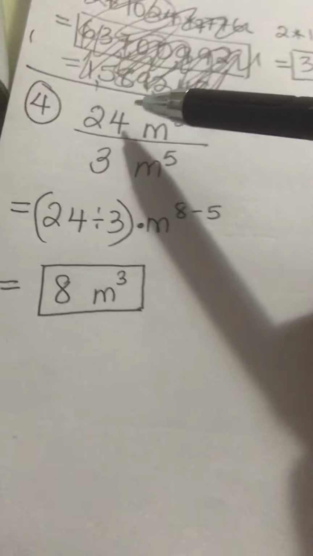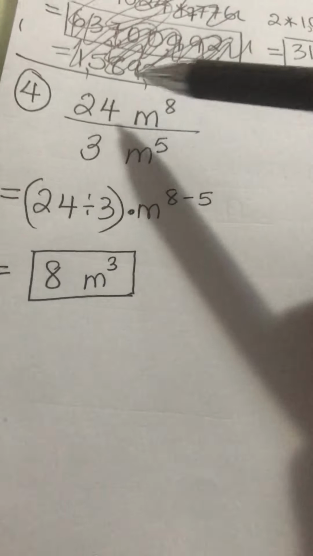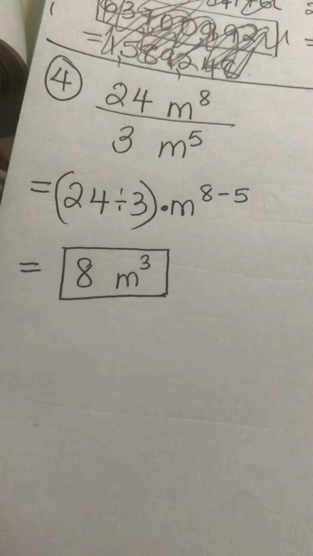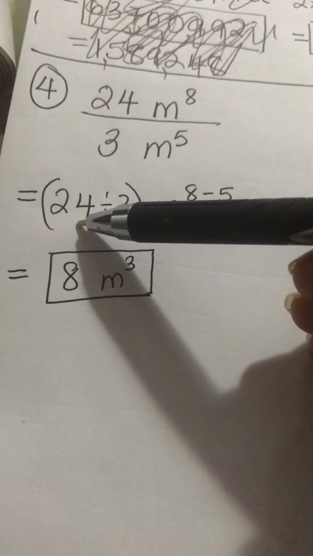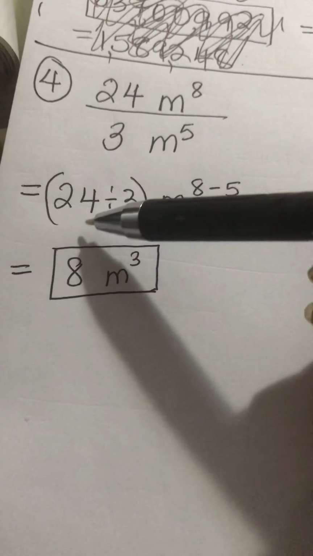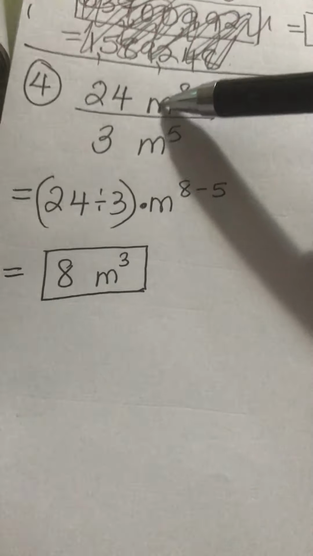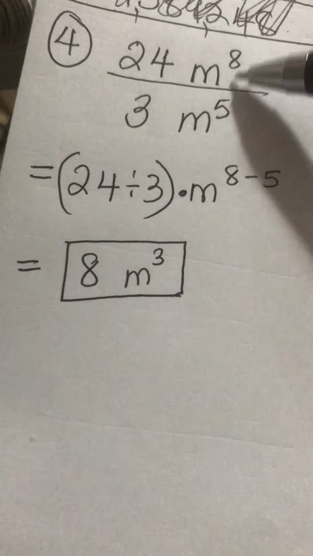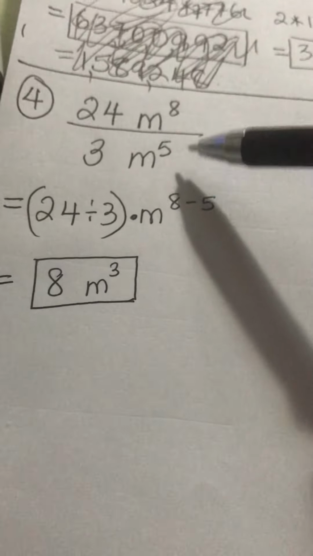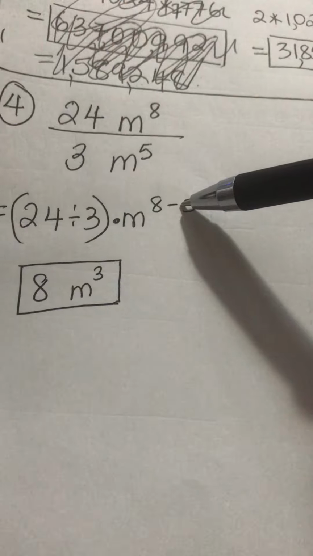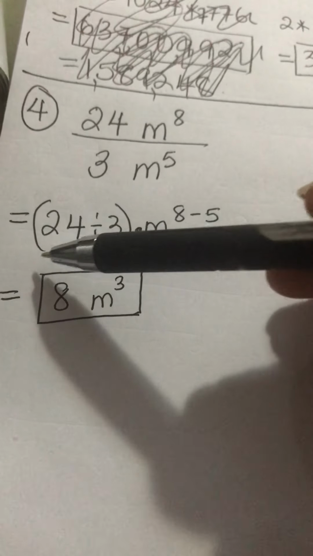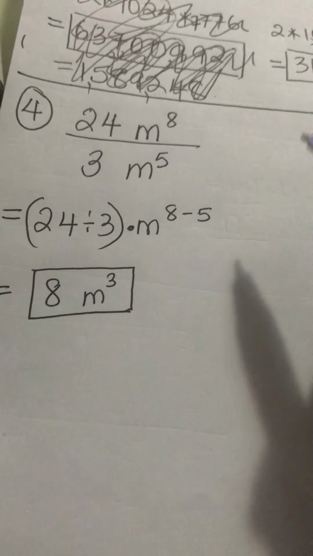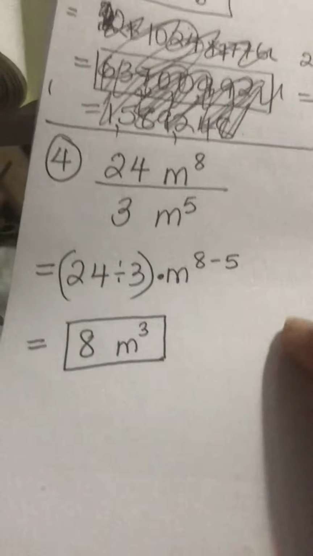So let us do this one. I have coefficients and I have variables. So I will do my coefficients first. 24 divided by 3 is 8. My bases are the same, so I will subtract my exponents. 8 minus 5 becomes 3, and this is my solution to my fourth example.